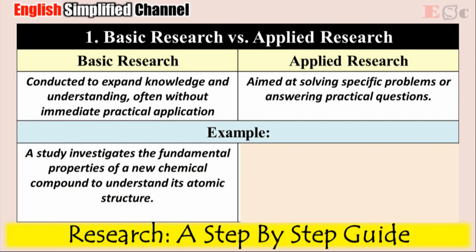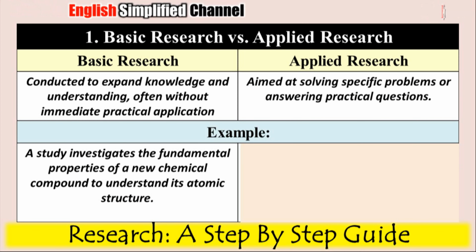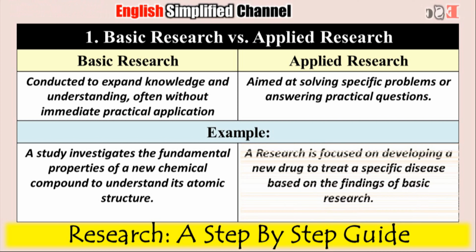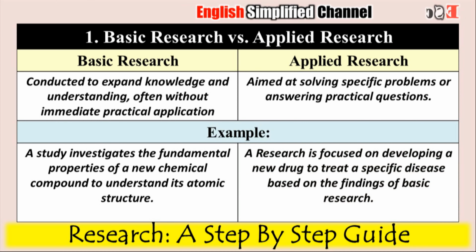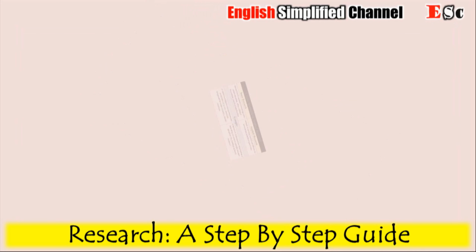Example: a study investigates the fundamental properties of a new chemical compound to understand its atomic structure. A research is focused on developing a new drug to treat a specific disease based on the findings of basic research.